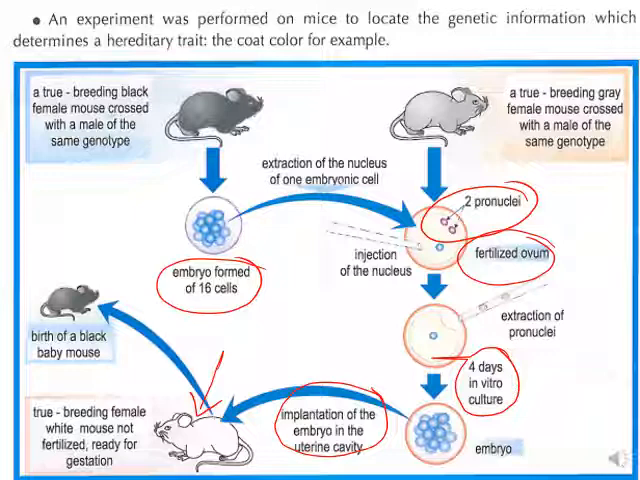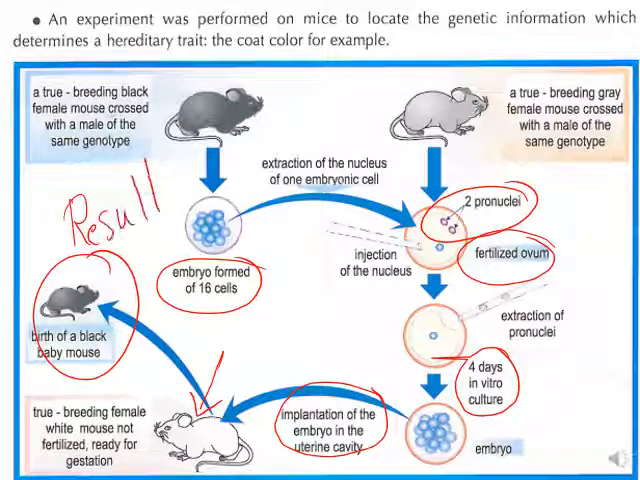So, after implanting the embryo obtained by injecting the nucleus of the embryonic cell from a black mouse, crossed with a male of the same genotype, into the ovum of a pure gray female mouse crossed with a male of the same genotype, and implanting it in the uterine cavity of the true breeding white female mouse, not fertilized and ready for gestation, what was the result? The result was the birth of a black baby mouse.